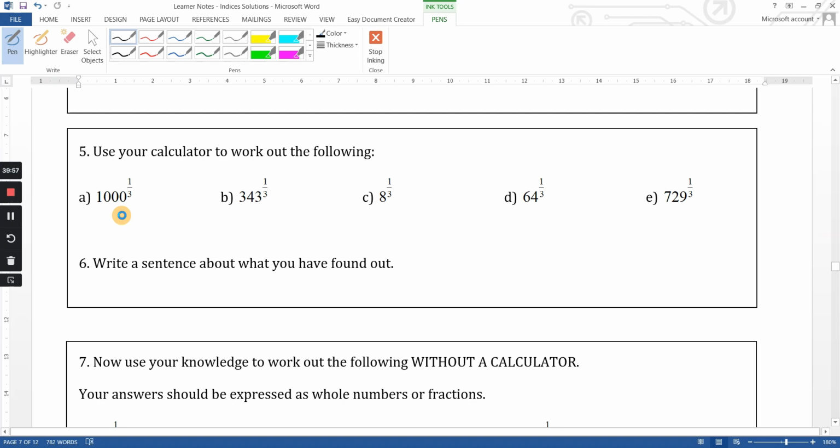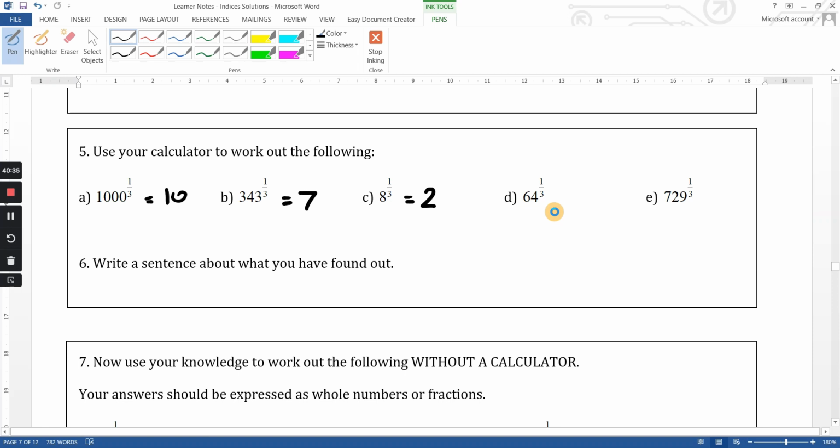So next one, now we've got power third. So again, I'm going to type that in my calculator, 1,000 to the power, press my fraction button, 1 and a little 3 in there. I get 10 for that one. Let's try the next one. 343 to the power fraction 1/3. I get 7 for that one. Okay, let's try the next one. 8 to the power fraction button 1/3. I get 2 for that one.